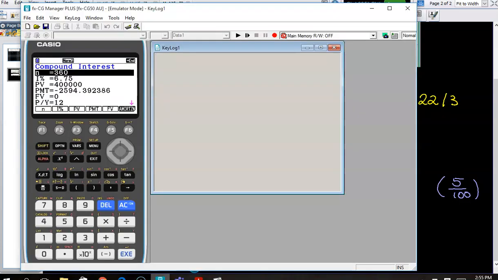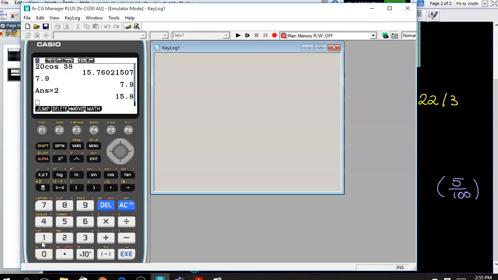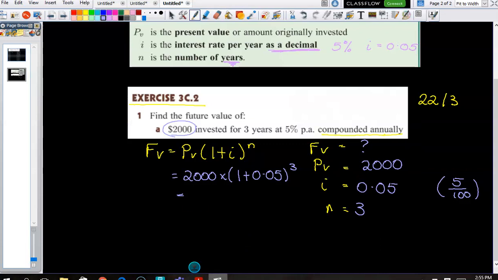So, calculator, 2,000, bracket, 1 plus 0.05. Everyone know where their power button is? The little hook, yep. To the 3. 2315.231, yep.